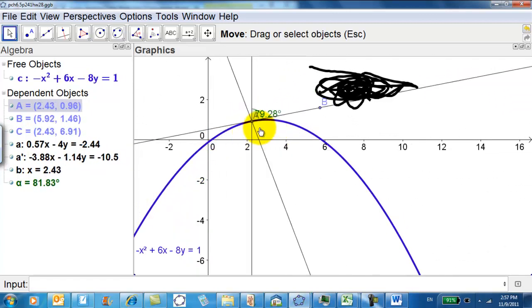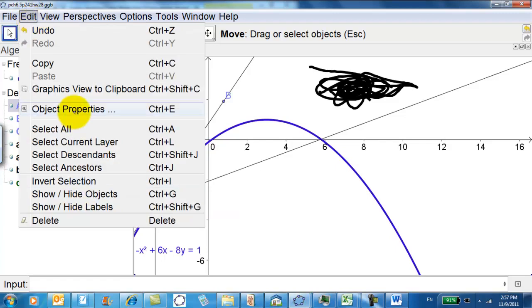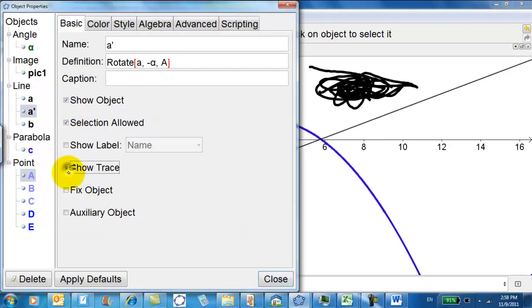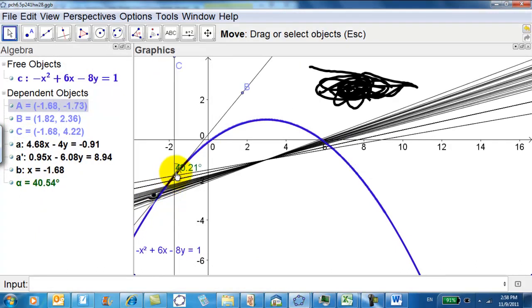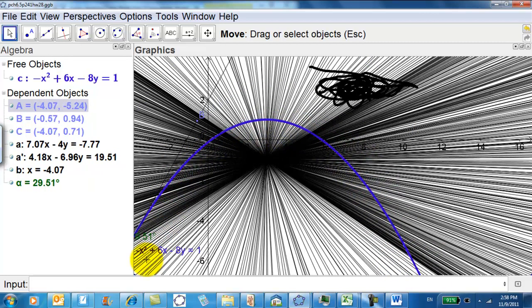But there's something common to all these lines, and I just came up with a really neat trick, and it's under properties. I have to grab the line itself. There, grab the line. Now go to Object Properties, Show Trace, and here we go. Oh yeah, second time's a charm. And we can see all those lines, all that light comes down and reflects into, what do we call this point at (3, -1)? The focus.